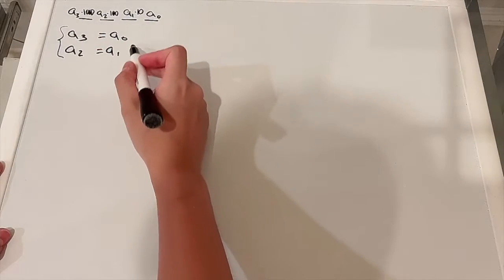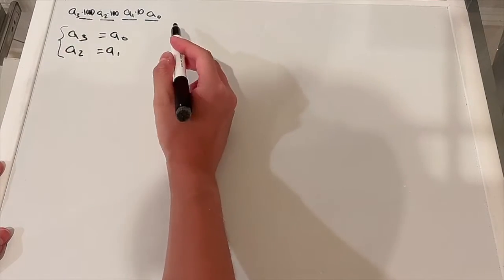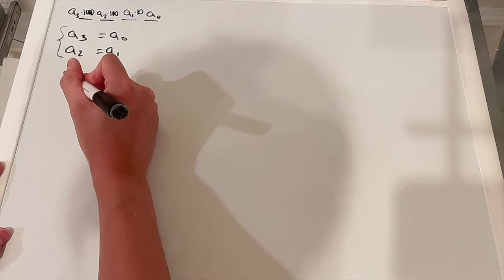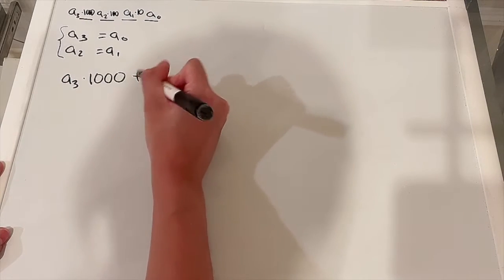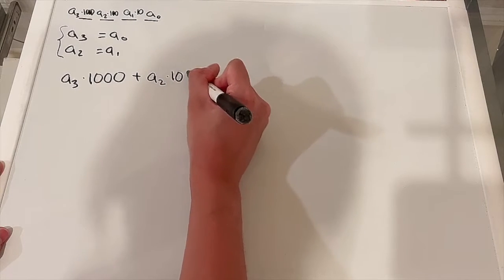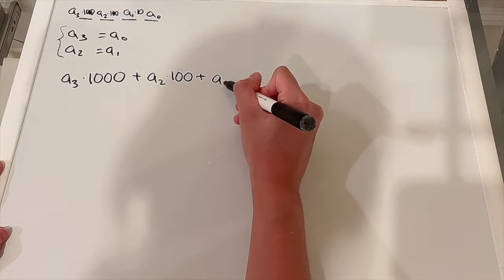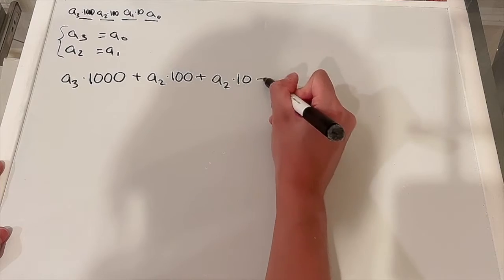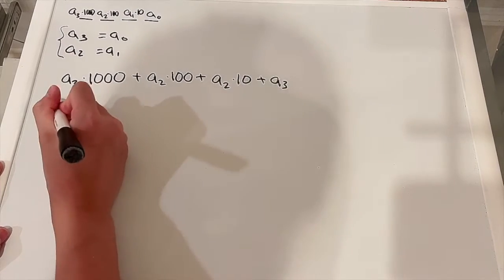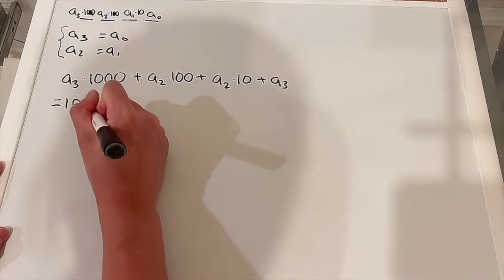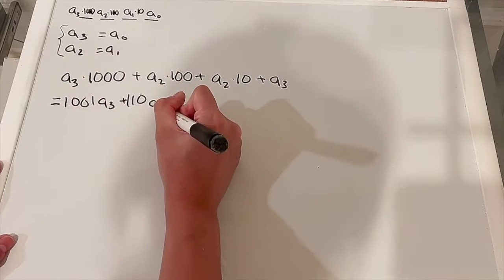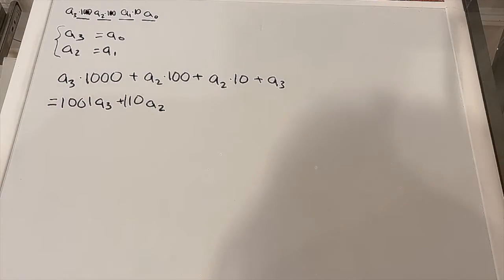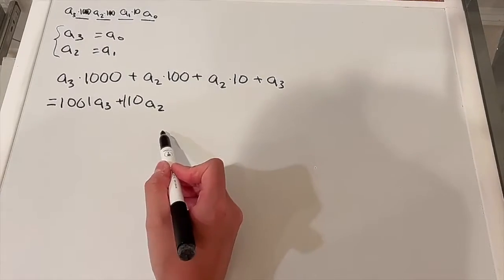Since we know this has to be true, then we can simplify this equation. So the number would be A3 times 1,000 plus A2 times 100 plus A2 times 10, and then plus A3. And if we simplify that, we get 1001 A3 plus 110 A2. And it is asking what is the probability that this number would be divisible by 7.